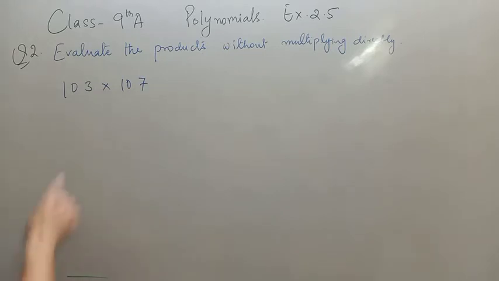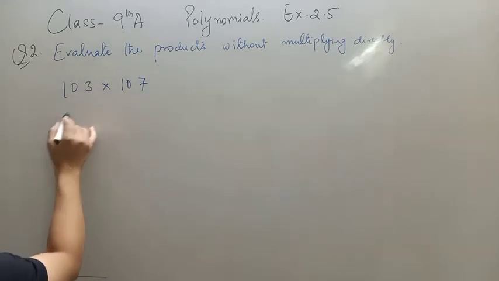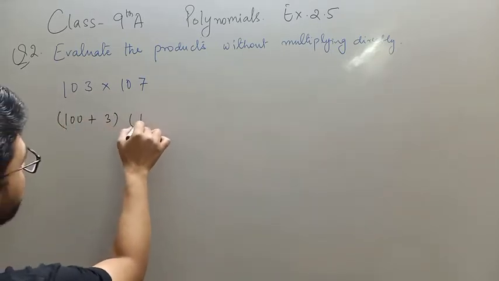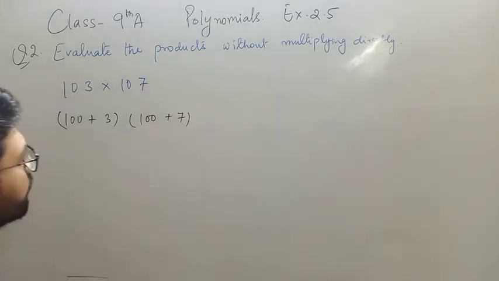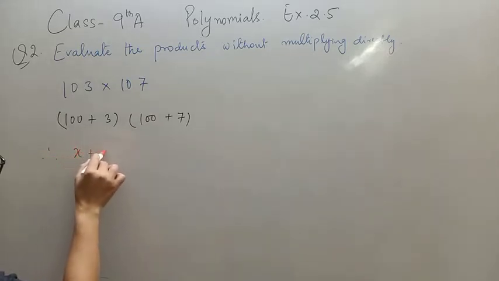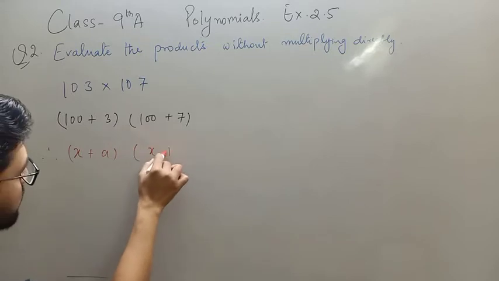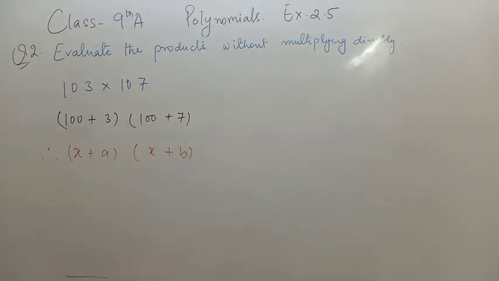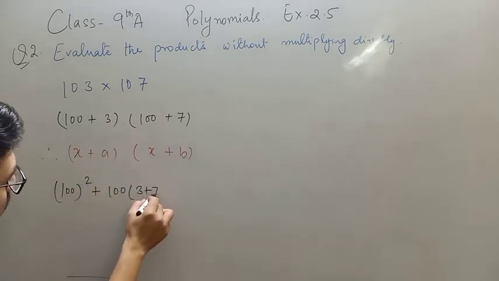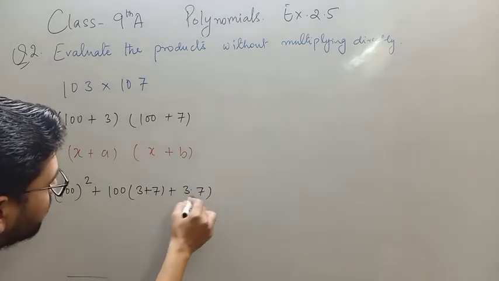You can break 103 as 100 plus 3. Similarly, you can break 107 as 100 plus 7, right? Now you can simply use identity number 4, that is (x plus a) multiplied with (x plus b). So what you will get is x square, that means 100 square, then (a plus b)x plus a into b, right?